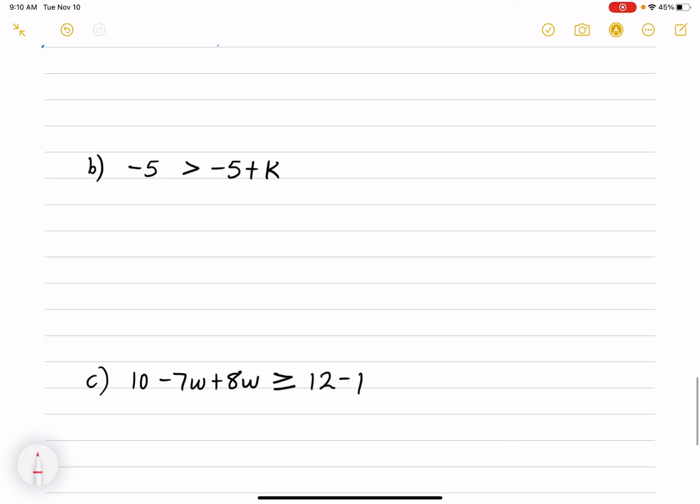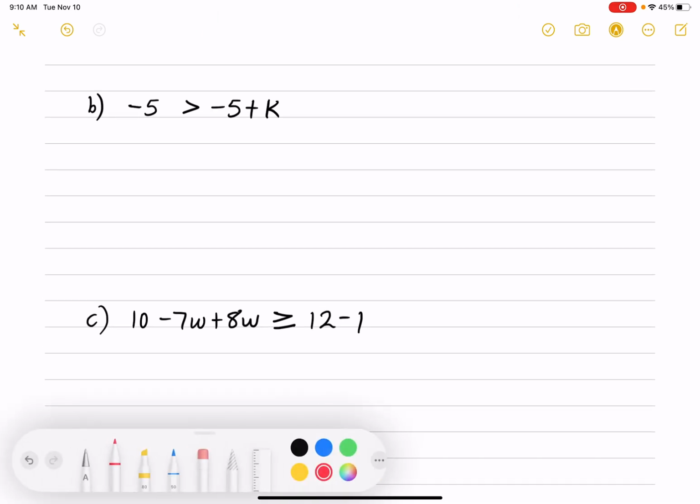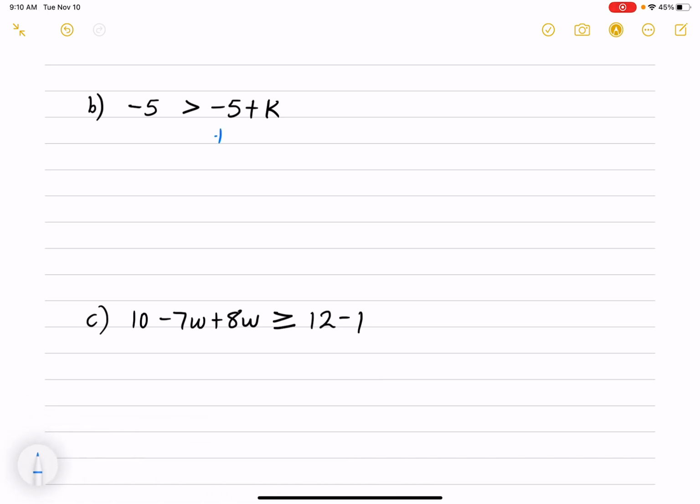Example 1b, we are solving for k here, by adding 5 to both sides. On the left side, we're going to get 0 greater than, and then on the right side, we just get a k. Now, for me, it's kind of hard to graph or understand what this means if I have the variable on the right side.